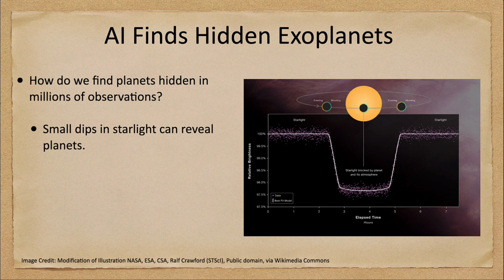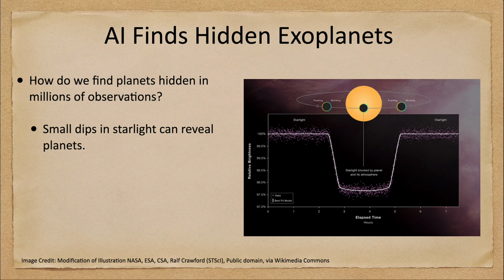One of the most successful methods for finding exoplanets is known as the transit method. When a planet passes in front of a star, it blocks a tiny fraction of the star's light. To an observer, the star briefly appears slightly dimmer. These brightness changes often are extremely small. In many cases, the drop in brightness may be less than 1%.